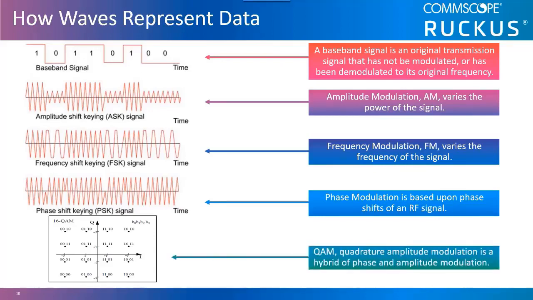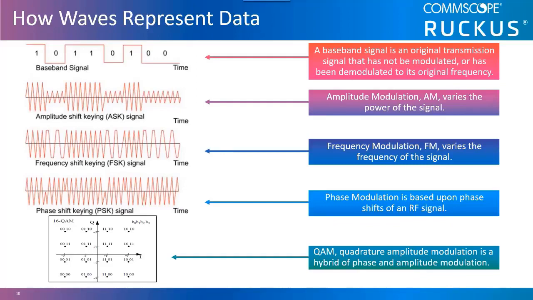802.11n and 802.11ac use quadrature amplitude modulation, which is a hybrid of phase and amplitude modulation. The orthogonal frequency division multiplexing, or OFDM, employed by these PHYs uses BPSK and QPSK phase modulation for the lower data rates, while the higher data rates use 16 quadrature amplitude modulation and 64 quadrature amplitude modulation, providing 16 bits and 64 bits respectively.